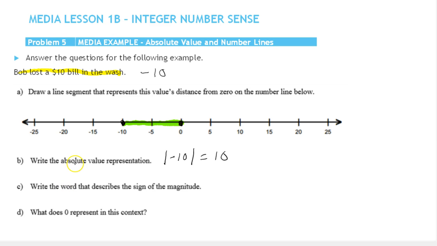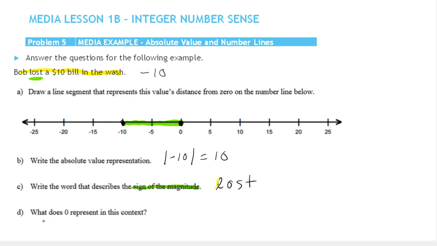Next we have to write the word that describes the sign of the magnitude. So what we're thinking of here is, remember we looked at that word that would tell us whether it was positive or negative. So notice the absolute value is always positive, but we want to see what word in the context told us that the initial number we took the absolute value of was positive or negative. And in this case, the word lost described the sign of the magnitude.